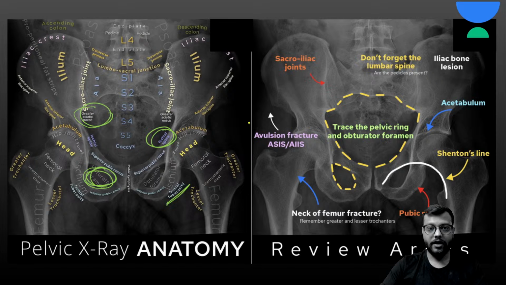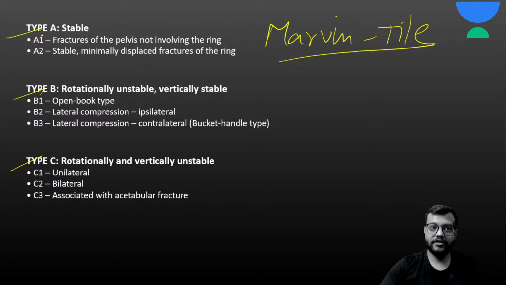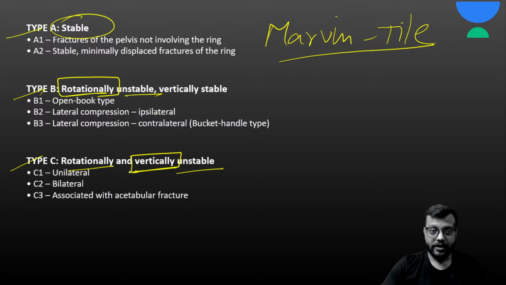Now next, pelvic fractures are divided into type A, B and C, and this classification is called the Marvin-Tile classification. A is stable, B and C are unstable. B is rotationally unstable and C is rotationally as well as vertically unstable, and vertical instability is more important. In type A you will have isolated fractures, most commonly the SPR fracture and the IPR fracture, and these are the most common fractures of the pelvis also.